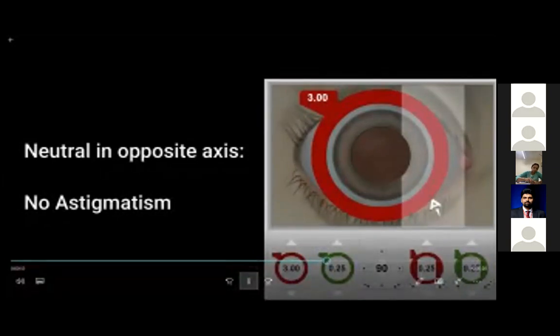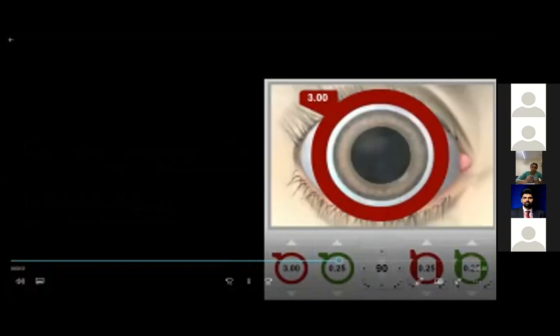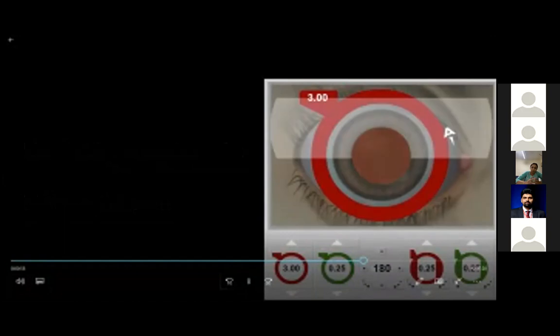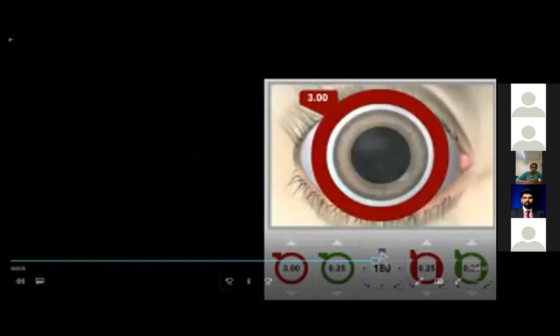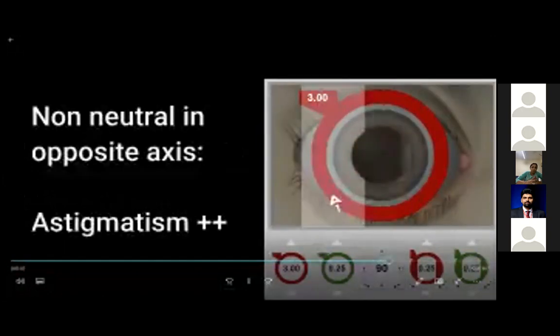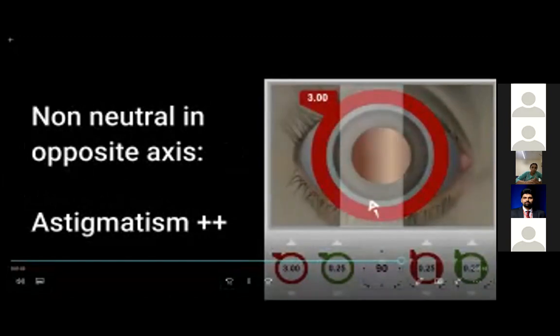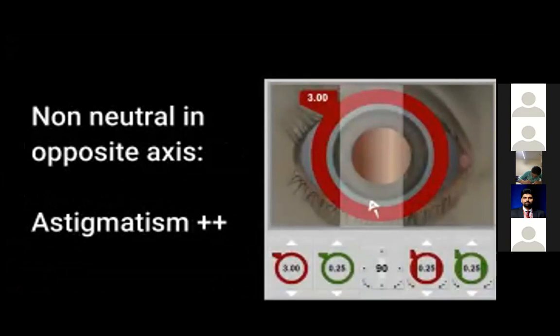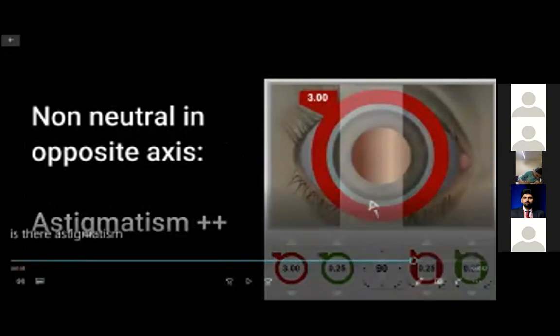But what happens, suppose on the horizontal streak there is neutralization, but on turning it vertically, we get a movement, whether it's with movement or against movement. This means that the opposite axis now needs to be corrected further, and this tells us that there is astigmatism, and now this retinoscopy needs an astigmatism prescription.